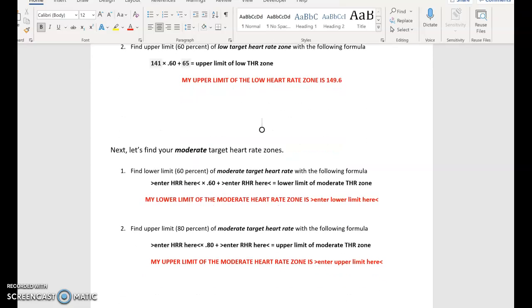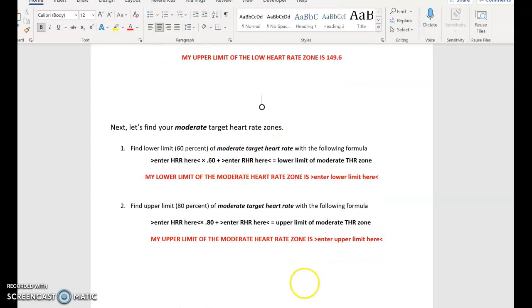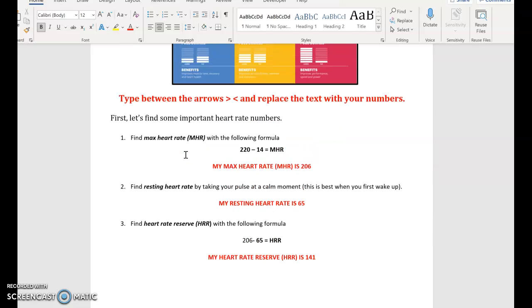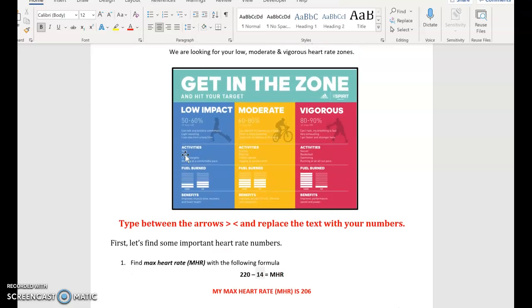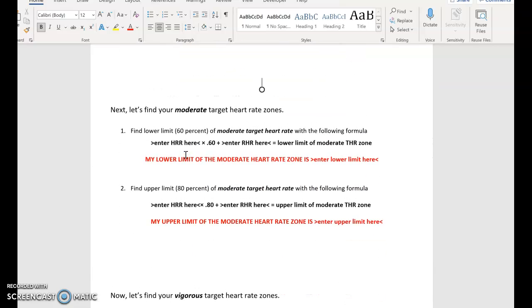All right, let's do one more example together, and then I'll let you do the vigorous by yourself. So for the moderate target heart rate zone, we're going to find our lower limit. So now we're at 60%. If we go back up to the chart, we just did 50 to 60% is the low. The moderate is 60 to 80. So we're on moderate. We're going to do 60%.